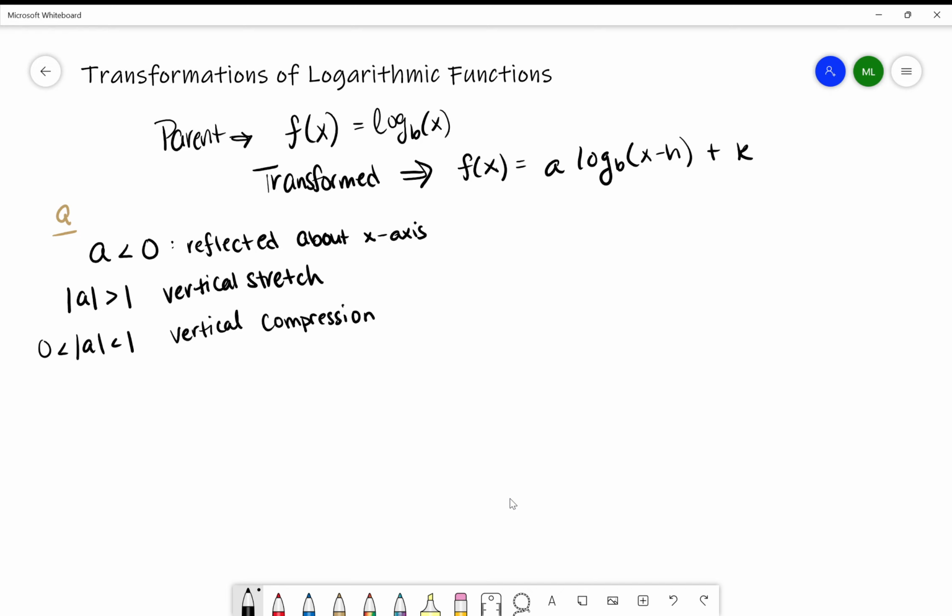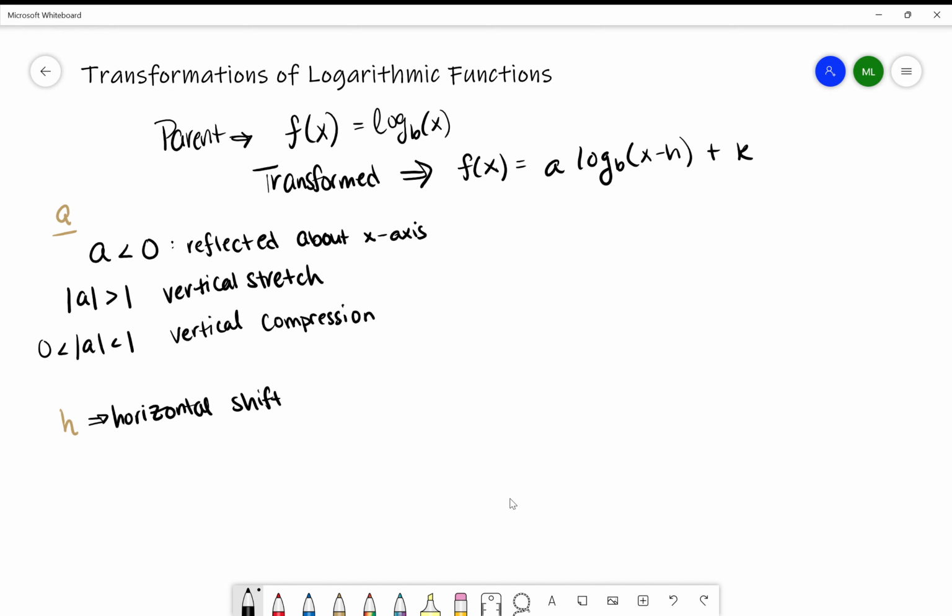Next we have b, which we talked about in the parent functions. Let's talk about x, which is the value you input, and then h. So now let's look at h. Think of it as horizontal translation, which is exactly what it is. So h is the horizontal movement, any horizontal shift that occurs.